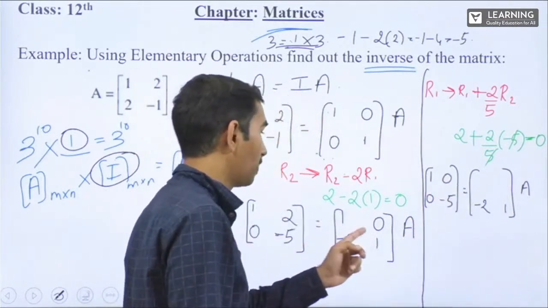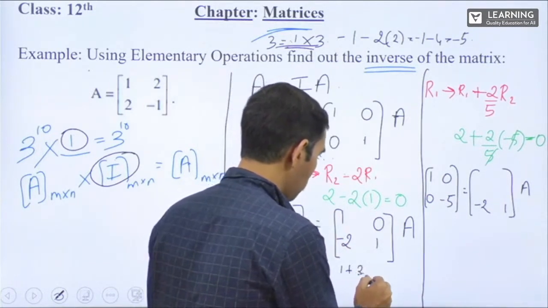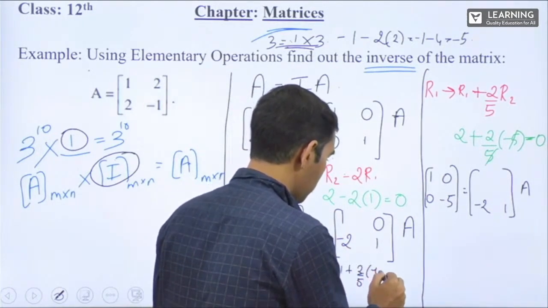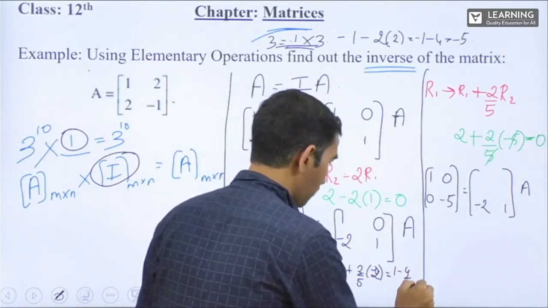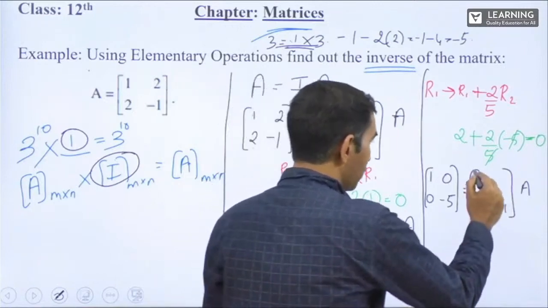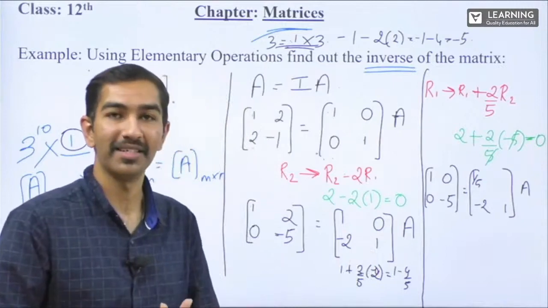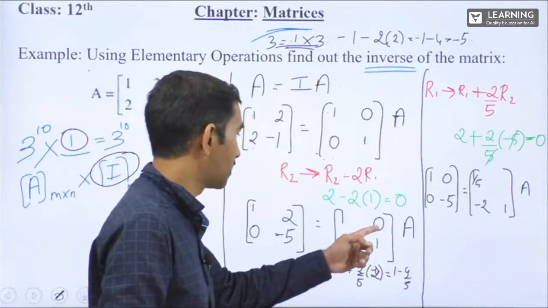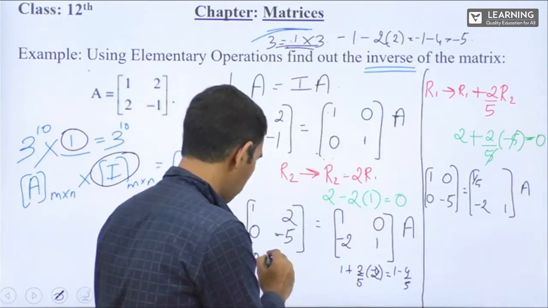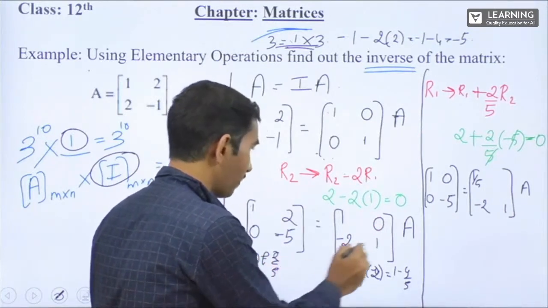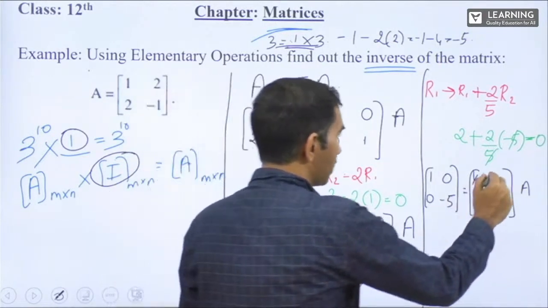Okay, this we have to operate now. 1, so here we'll write 1 plus 2 by 5 of minus 2. What is this equal to, students? 1 minus 4 by 5. 1 minus 4 by 5 is nothing but 1 by 5. Next, this one, students, R1, 0 plus 2 by 5 of R2 is nothing but how much? 1 again. So this is becoming 2 by 5 as it is.